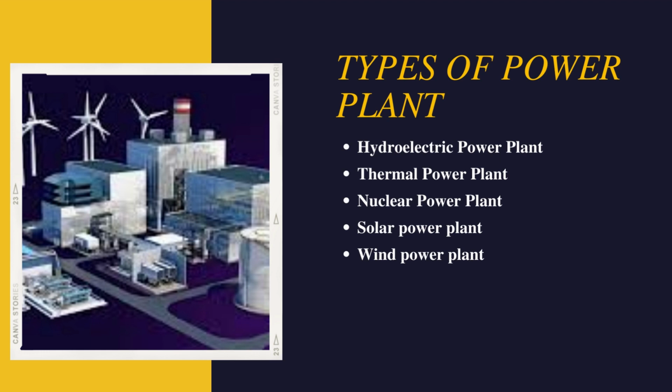Let us discuss some of the types of power plant. I have enlisted some of the types below. The first one is hydroelectric power plant. The second one is thermal power plant. The third one is nuclear power plant. The fourth one is solar power plant. And the fifth one is wind power plant.